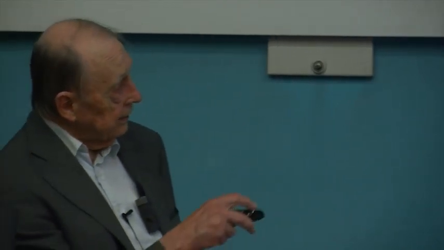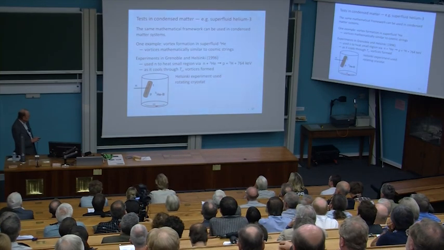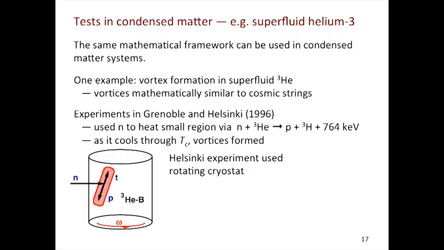And as this system cools through the critical temperature, vortices are formed. So the idea is you heat a small region up by firing a neutron in. It heats a little region up, it cools back through, and vortices are formed, and you observe them. The 2 experiments were very complementary, but I want to talk about the Helsinki one. This used a rotating cryostat.